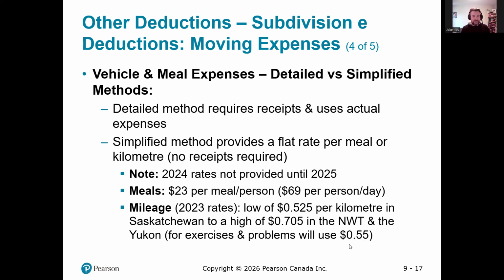This rate gets updated every year, so to know the rate, you'll have to look it up. But for the time being, just assume 55 cents per kilometer. If I traveled 100 kilometers, it will be assumed I spent $55 in gas. So I can choose whether to claim $55 for mileage, or I can look at a gas receipt I got on the day of travel. Let's say that receipt is $62. Well, I'm going to take the receipt.